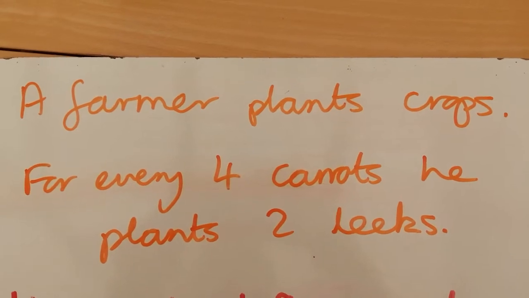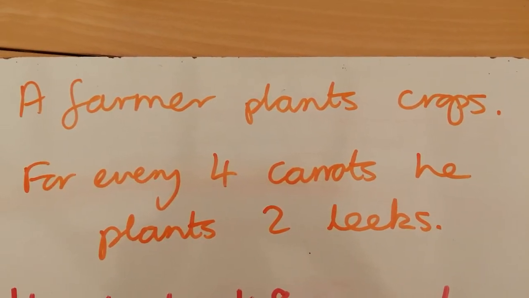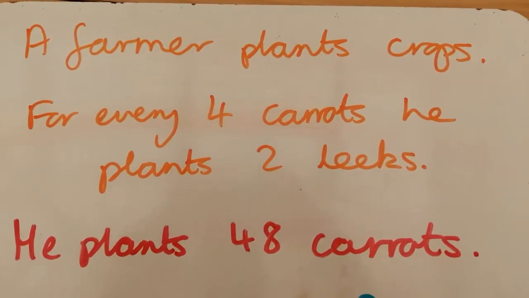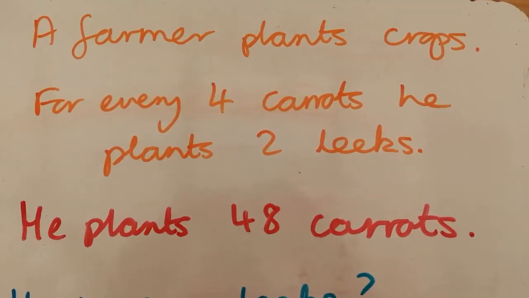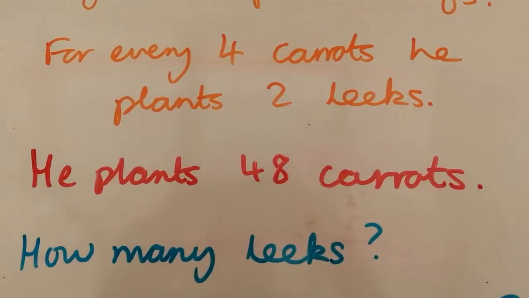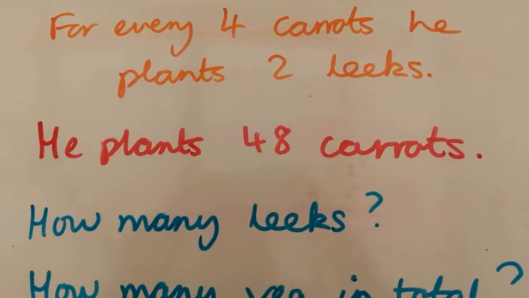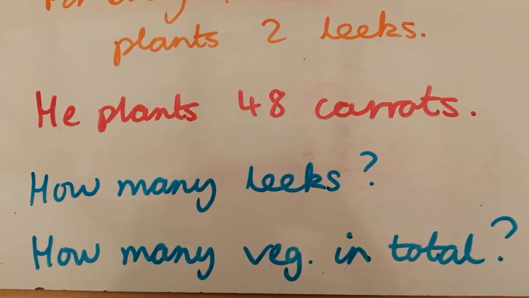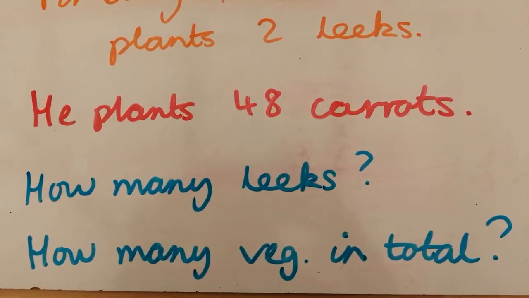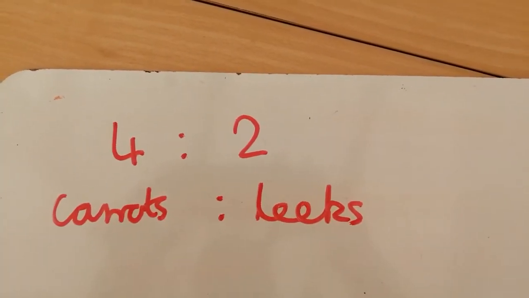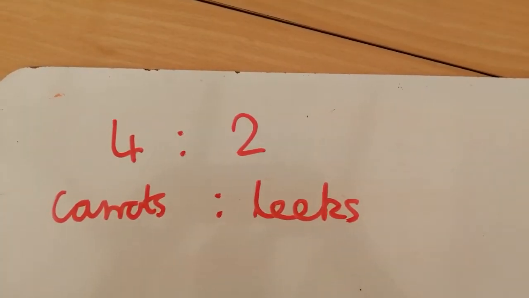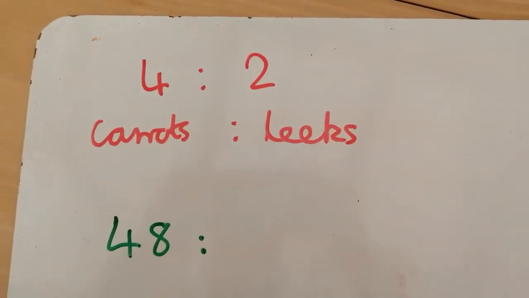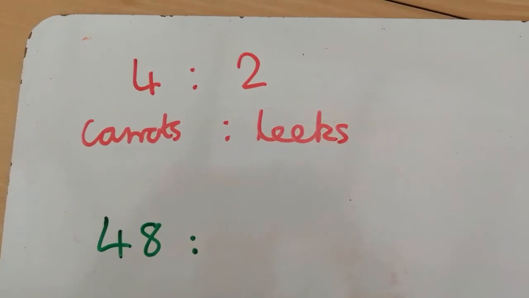So here is a reasoning question. A farmer plants some crops and for every 4 carrots he plants 2 leeks. He plants 48 carrots. So how many leeks does he plant? And how many veg in total? Let's think about how we can work this out using ratio. So our ratio is 4:2 for carrots to leeks. But we know that he's planted 48 carrots.